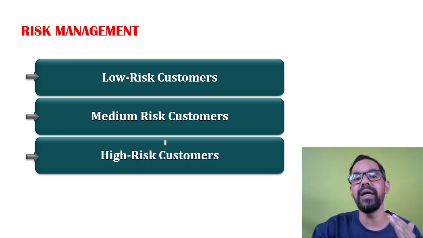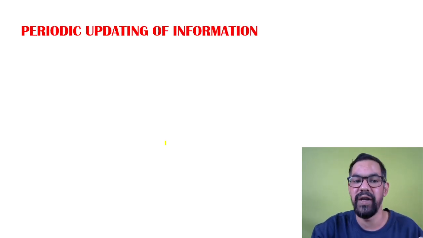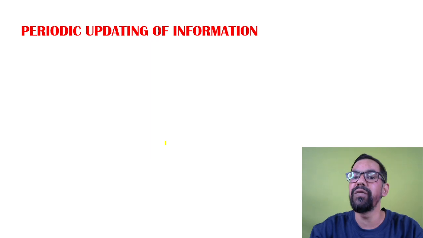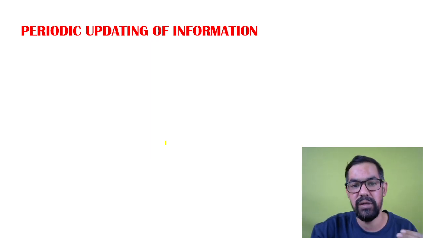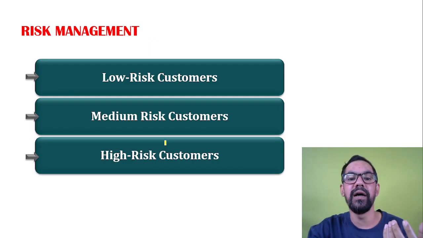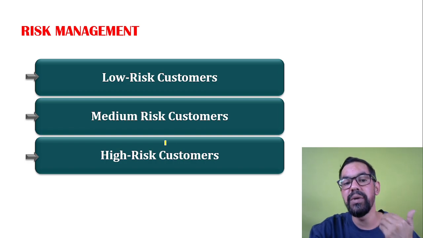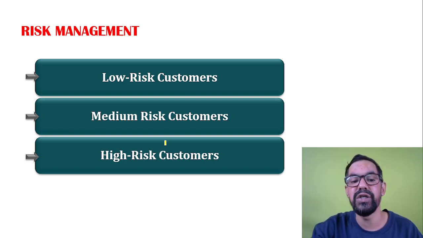And accordingly, the verification of KYC is also defined. Okay, so periodic updation of information for low risk, high risk, and medium risk customers is also defined. In case of low risk, it is once in 10 years. In case of medium risk, it is once in 8 years. And in case of high risk customers, it is every 2 years.